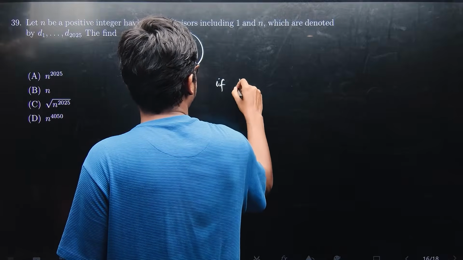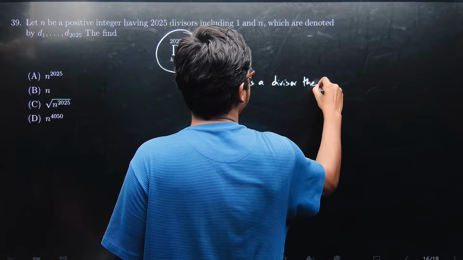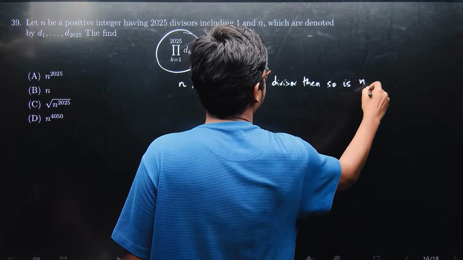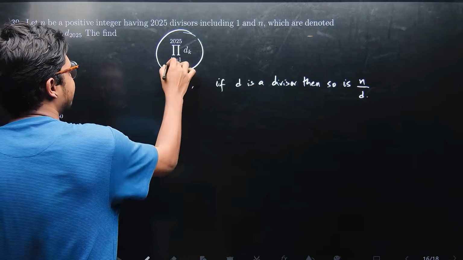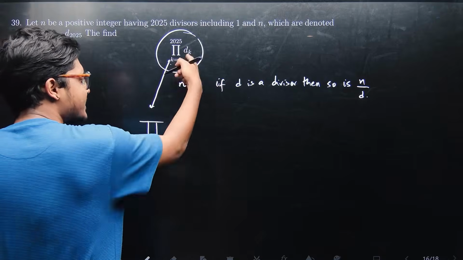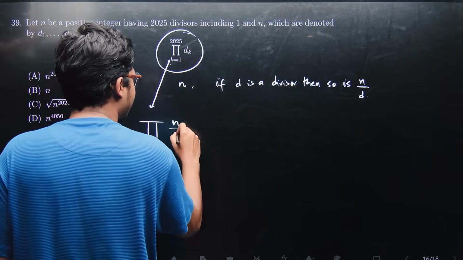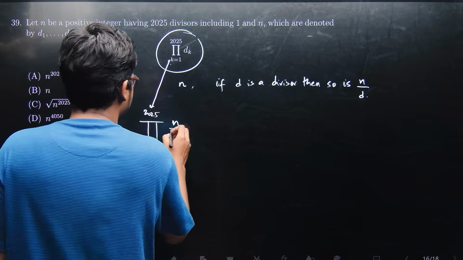if d is a divisor, then so is n by d, right? Which means I can rewrite this as the same product. So n by di, so every divisor dk is going to correspond to some n by di as well, right? i equal to 1 till 2025. This is the same as this product.